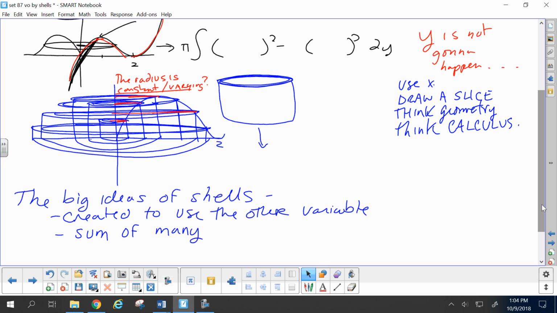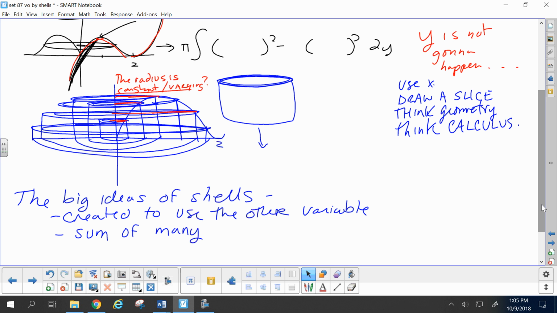All right. So we have success. You guys need another second or move on? Okay. So the big idea by far, first of all, there are really two big ideas of shells. First of all, they weren't created just for more fun. They were created out of necessity. There are some problems that washers and discs just don't work for.